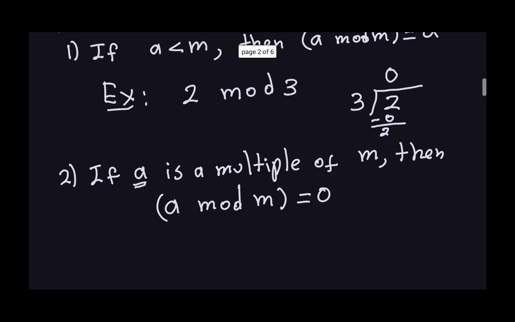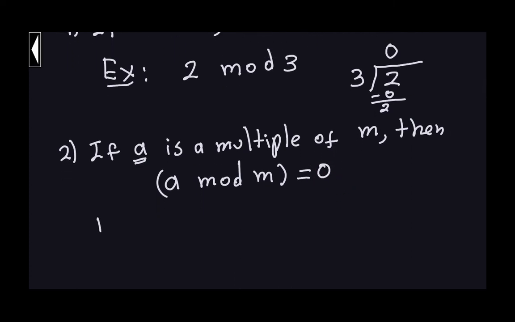So for example, let's look at an example here. Let's say I have 6 mod 3. That will be the remainder when I take 6 and divide it by 3, because 6 is a multiple of 3. Because 6 is 2 times 3, then that is going to be 0. And of course, when I take 6 and divide it by 3, the remainder will be 0. So that's why the property in this case is true.